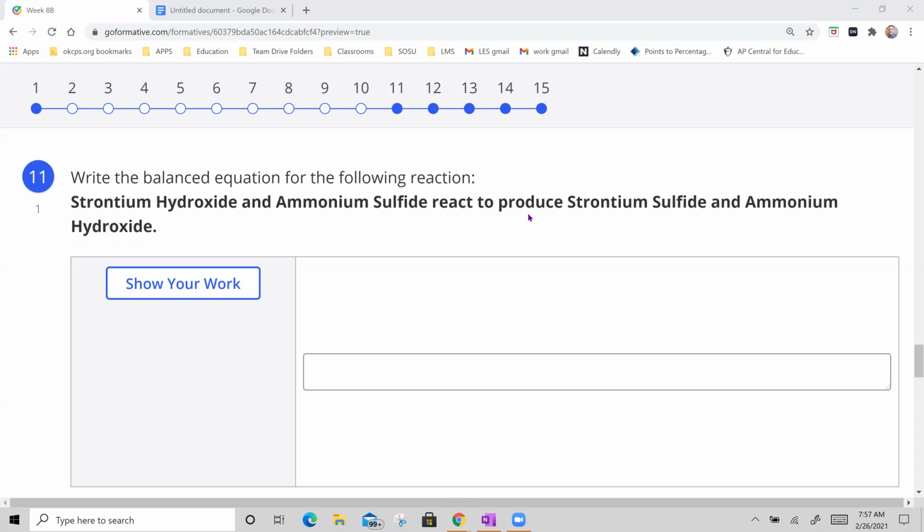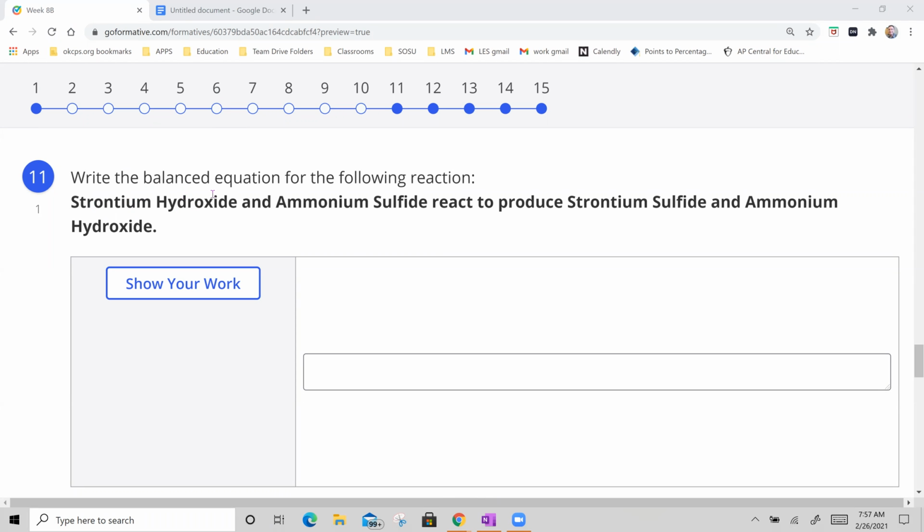So we're looking at this equation: strontium hydroxide and ammonium sulfide react to produce strontium sulfide and ammonium hydroxide. What you should be looking at in particular is these compounds here. All right, so strontium hydroxide. Do you see any prefixes on strontium hydroxide? Do you see mono, di, tri, tetra, penta, hexa, hepta, octa, nona, deca?